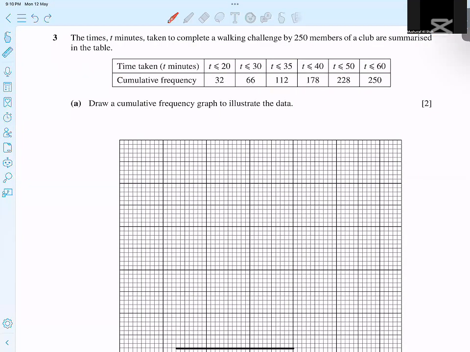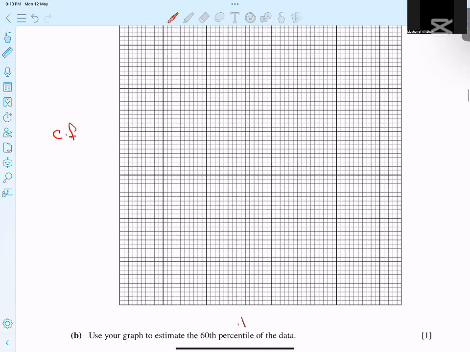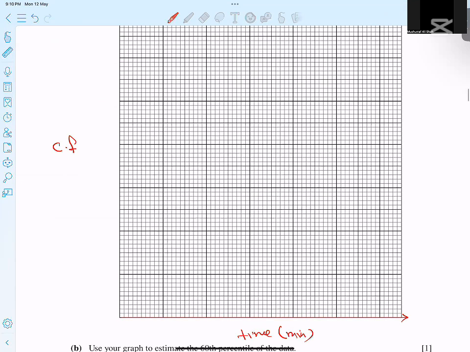Question number 3, students. The time taken to complete a walking challenge by 250 members of a club is summarized. Here we have the time in minutes, and this is CF, which stands for cumulative frequency. So here I'm writing cumulative.